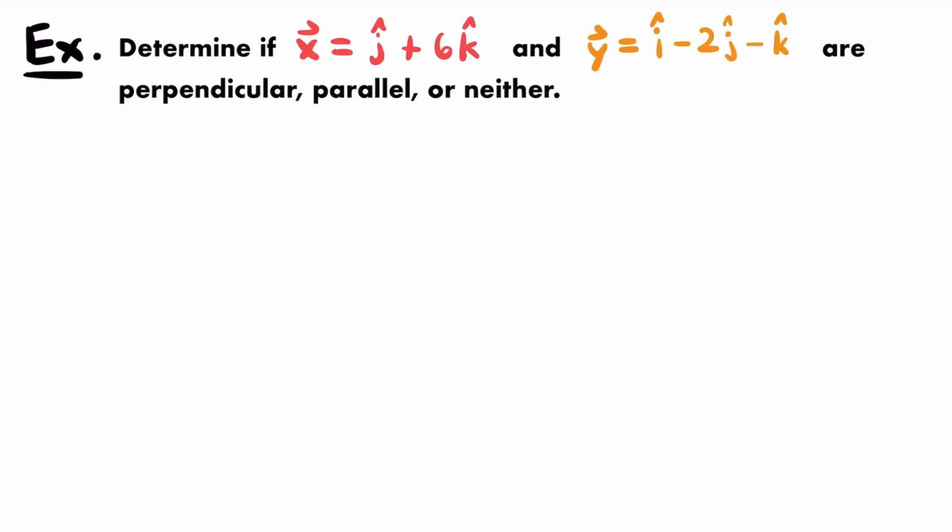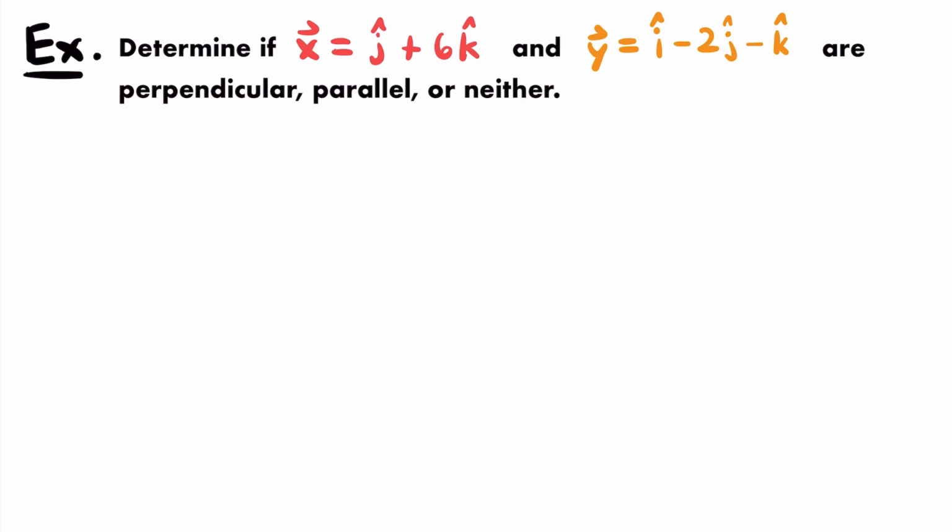All right, so here we have a similar example. We want to determine if vector x and vector y are perpendicular, parallel, or neither. So once again, we have two vectors and we want to determine if they're perpendicular, or if they're parallel, or if they're neither of those two things. All right, and so remember, if these two vectors are parallel, what that means is that they have the same direction, the same unit vector, which would also mean that they are scalar multiples of each other. And if they're perpendicular, their dot product will be 0.